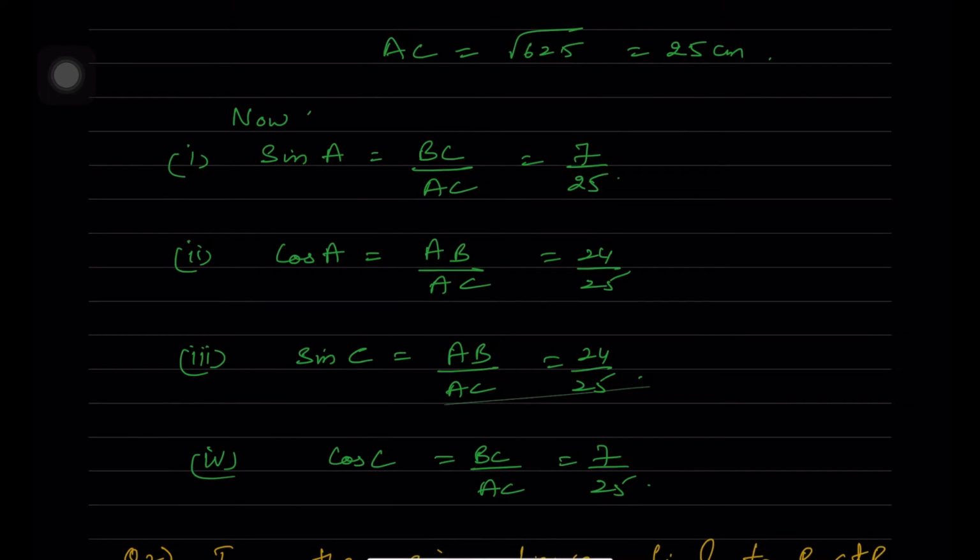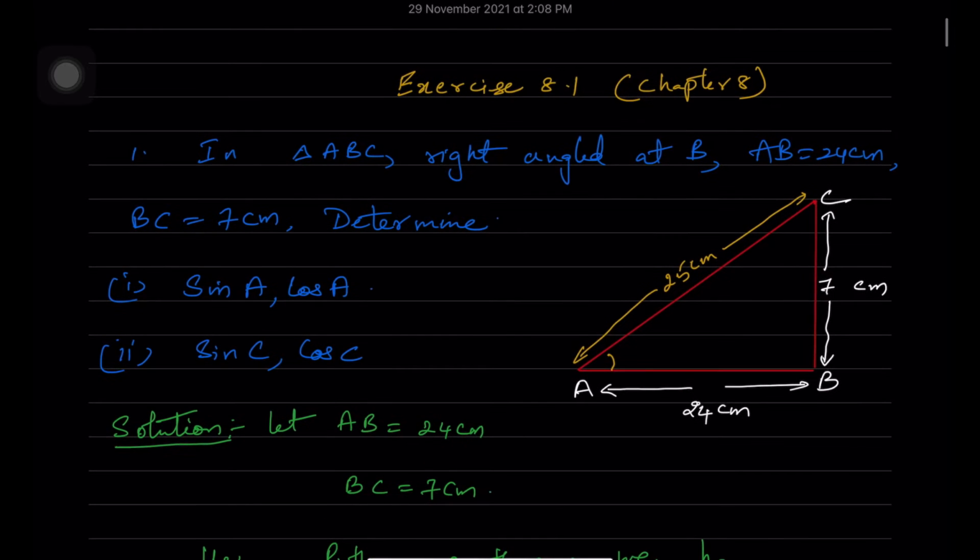Then what is sin C equal to? Now we have to take this angle, that is this angle C. The opposite side will now become 24 and the adjacent side will become 7. So sin C is equal to 24 by 25. This is the opposite side, this is the adjacent side for sin C, and this is the hypotenuse.